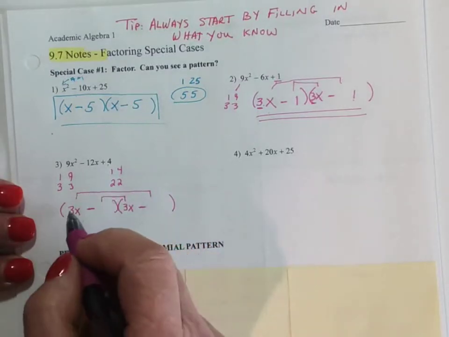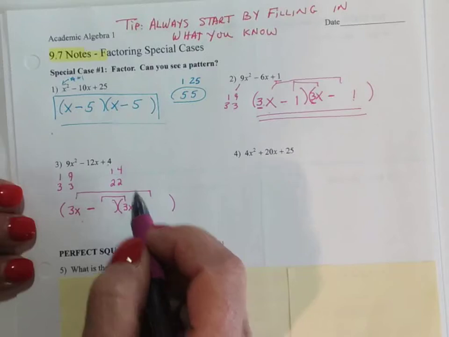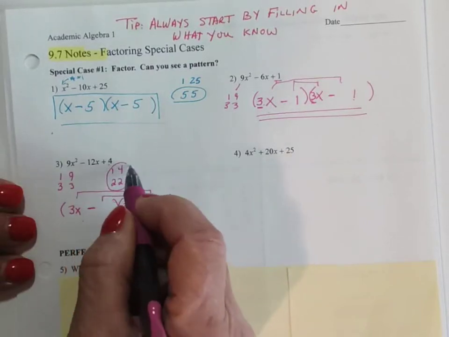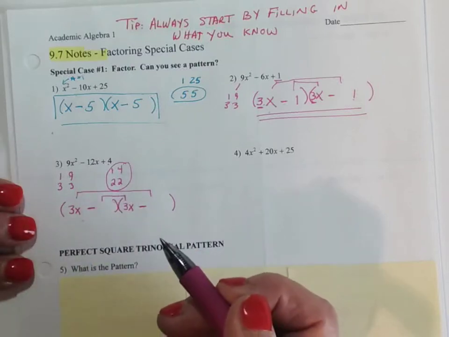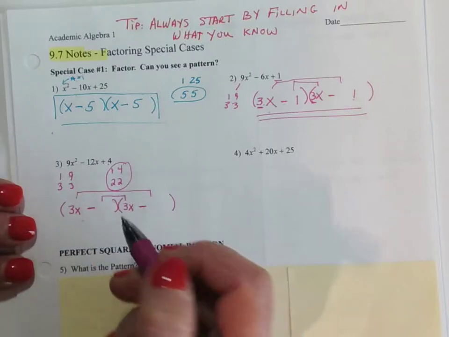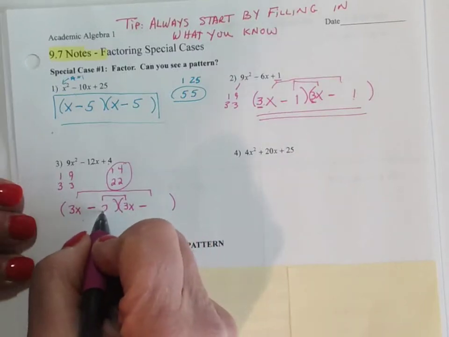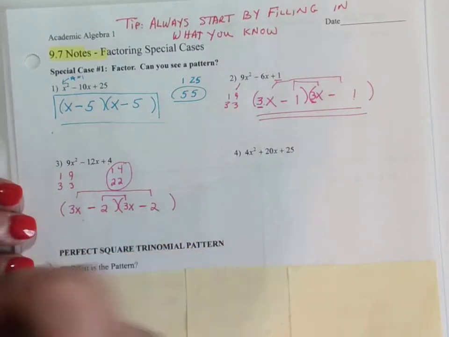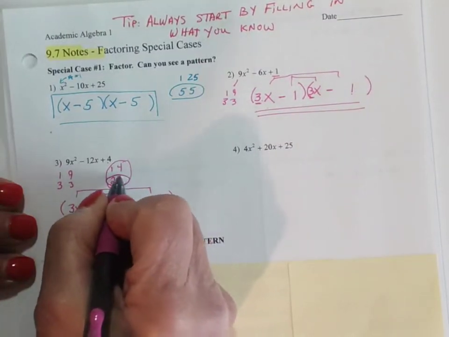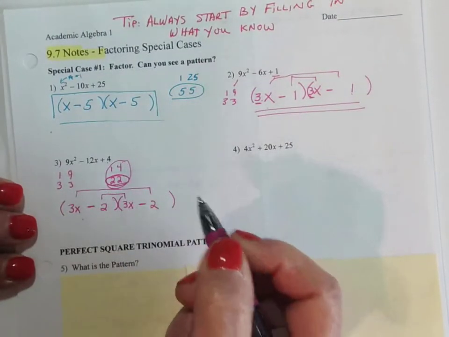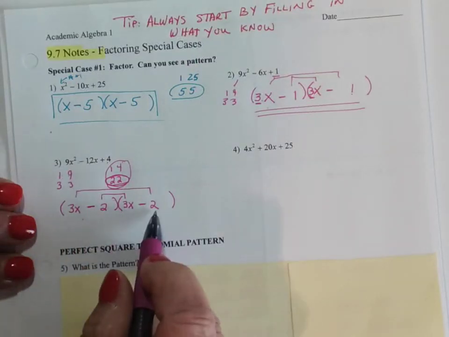And now I need to multiply these terms and these terms, okay, using either one of these pairs to get negative 12. Well, 2 times 3 is 6. That seems like maybe we put 2 and 2 in here, and we go with this pair. So we have 3x minus 2, 3x minus 2.